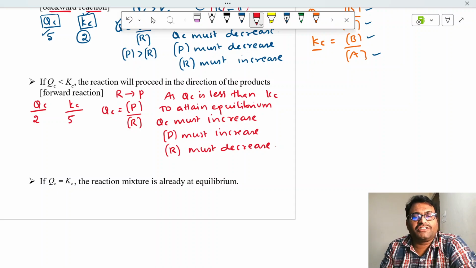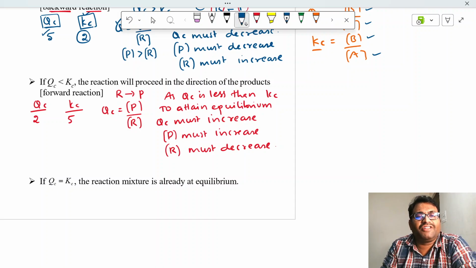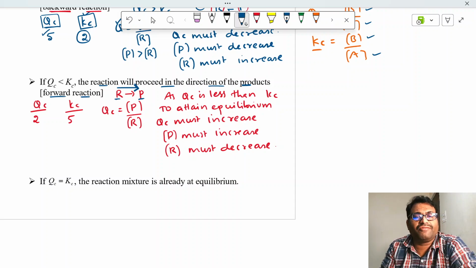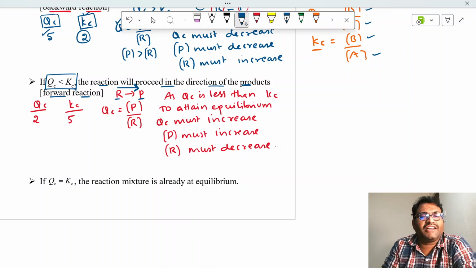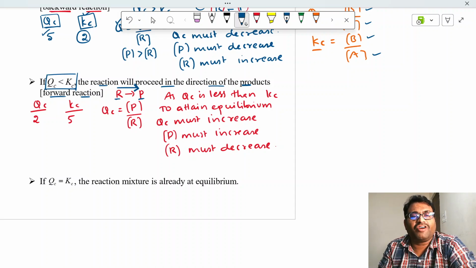If product concentration must increase and reactant concentration must decrease, what is the direction of the reaction? Product must increase, reactant must decrease. That means net direction of the reaction will be forward. So the reaction will proceed in the direction of the products. That is forward direction or forward reaction. Are you getting this? So the condition you have to remember: Kc greater than Qc, forward direction. Qc greater than Kc, backward direction.